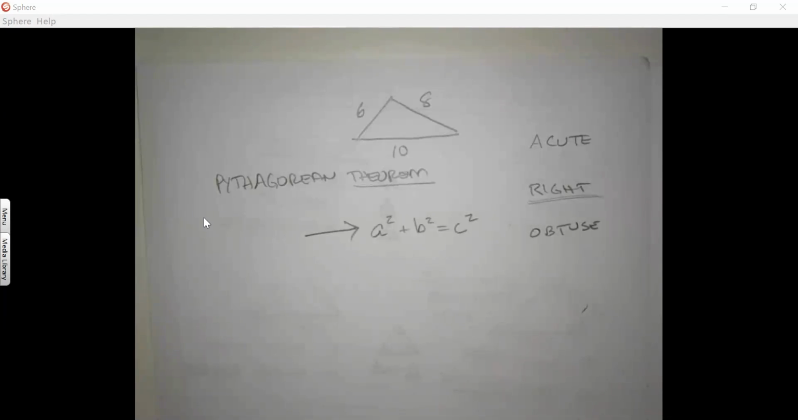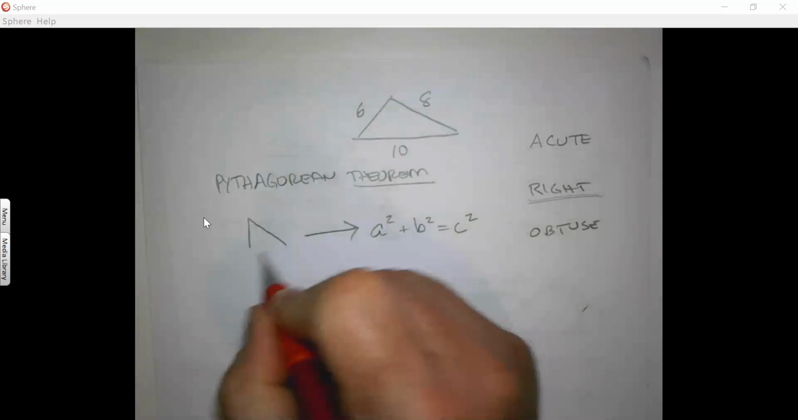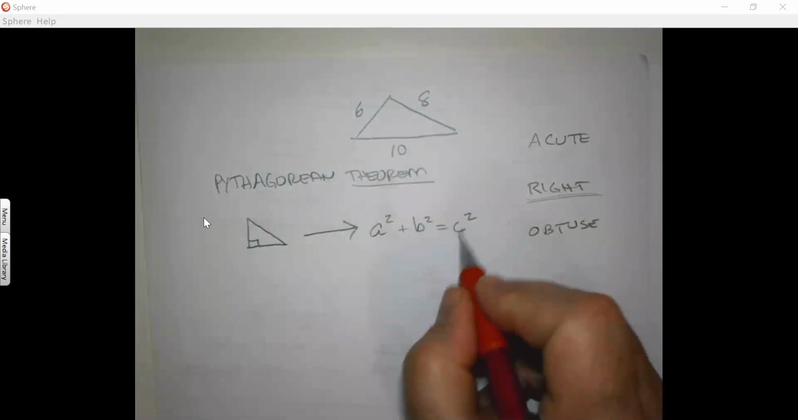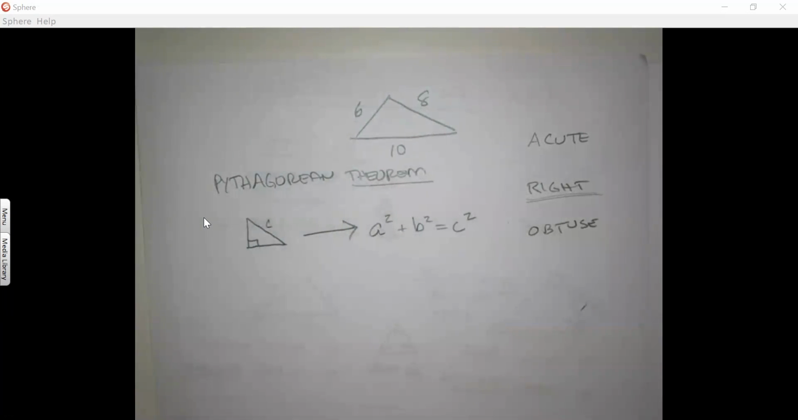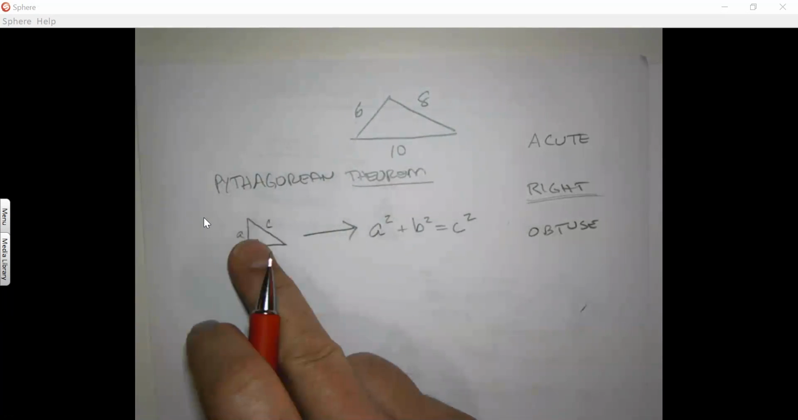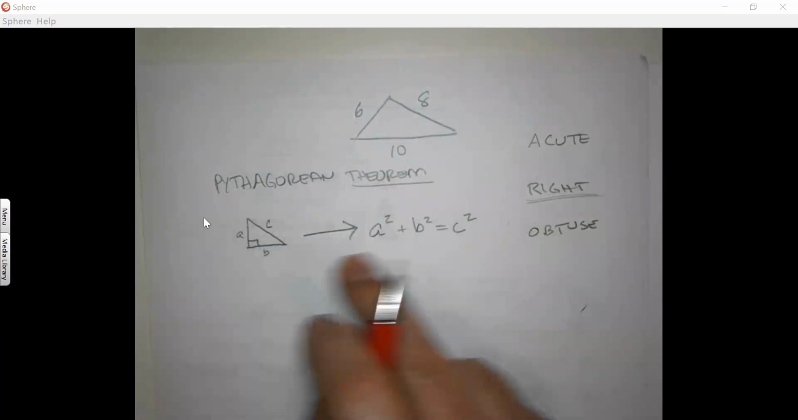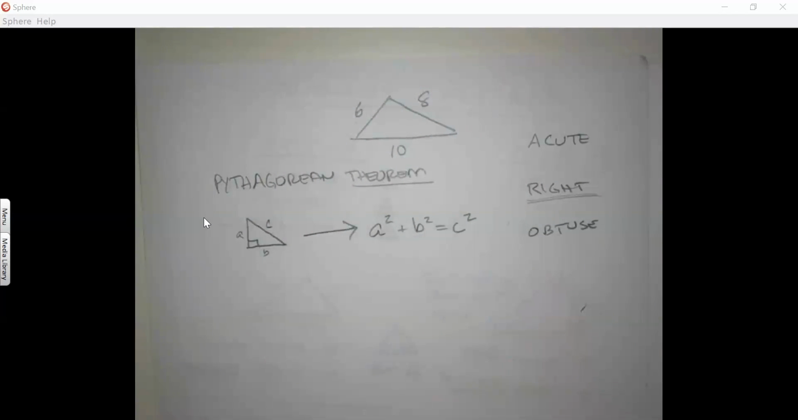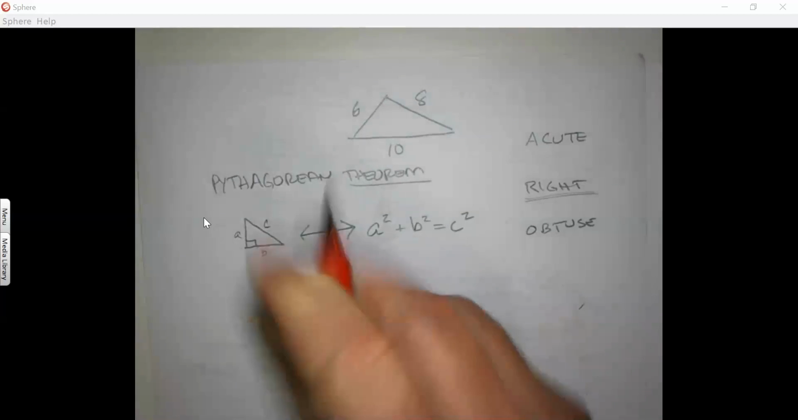What's the hypothesis to it? Under what conditions does the Pythagorean theorem work? If it is a right triangle. Very good. It's got to be a right triangle. And the other condition is that C can't be any old side. C has to be the hypotenuse. And then A and B are the two smaller legs. But in that condition, a right triangle with hypotenuse C and legs A and B, then the sum of the squares of the legs is equal to the square of the hypotenuse. That's the theorem. And it turns out that this goes both ways.